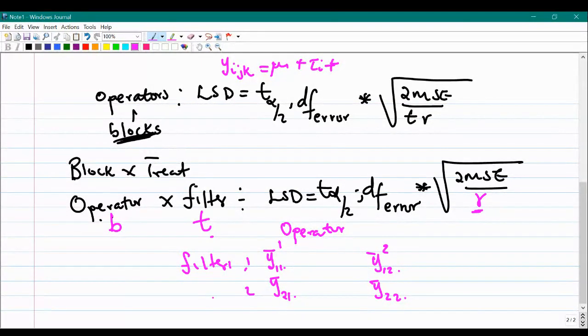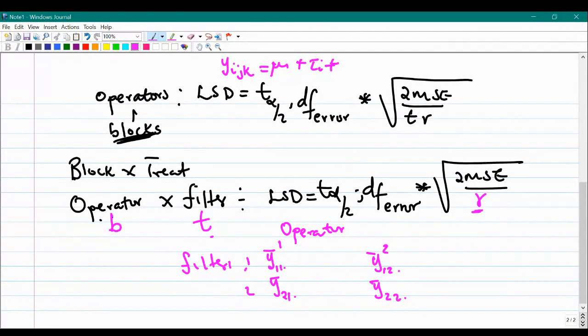The replication. So how many comparisons are we going to have in this case? How many means do we have? We're going to have 6 comparisons, isn't it? So yes.